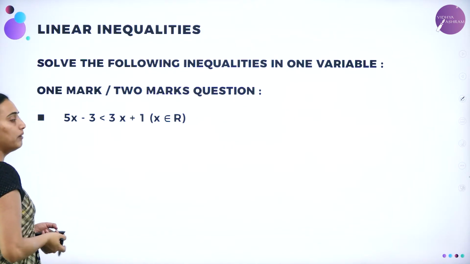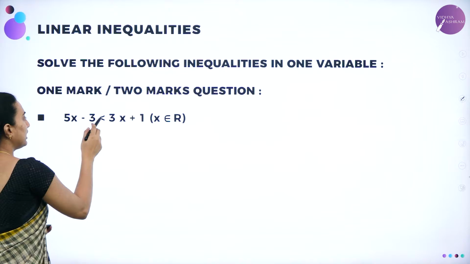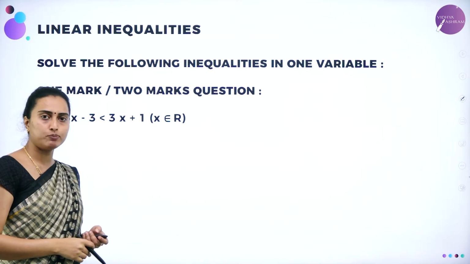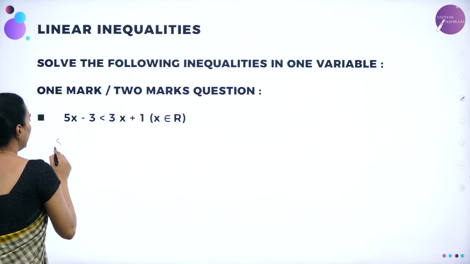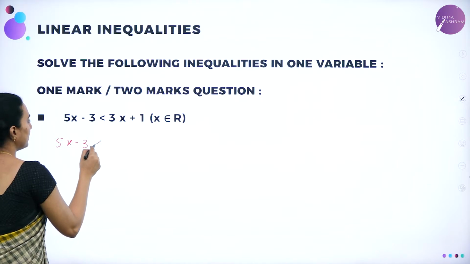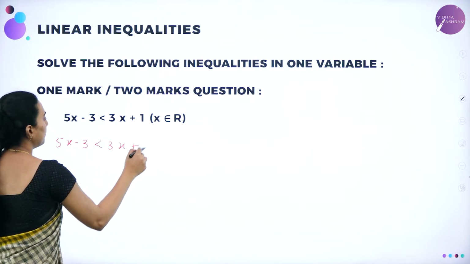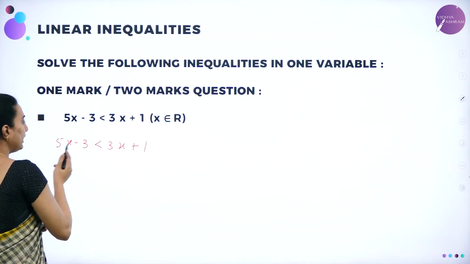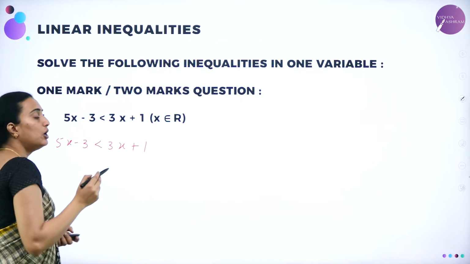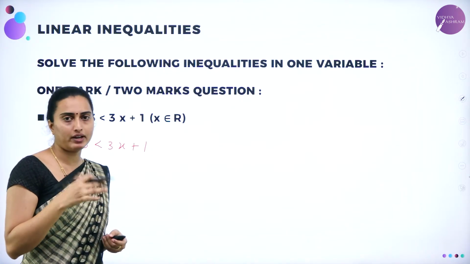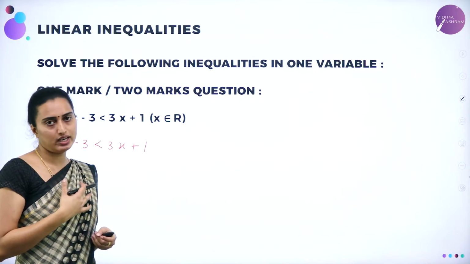What they have given? 1 marker, 2 marker. 5x minus 3 is lesser than 3x plus 1, x belongs to R. Now here, let me write the question. 5x minus 3 is lesser than 3x plus 1. So I want here only the x term. So here 3x is there. Positive 3x means I need to subtract. I am subtracting 3x on both the sides.